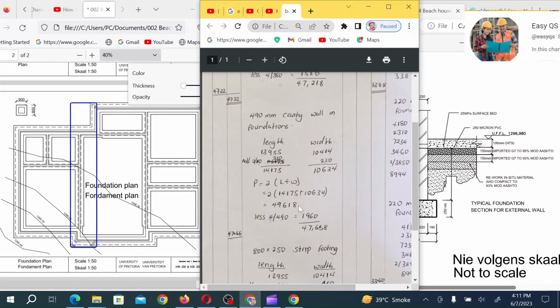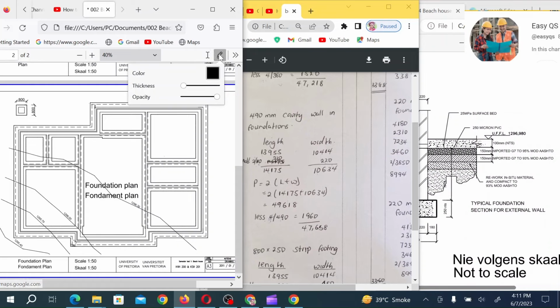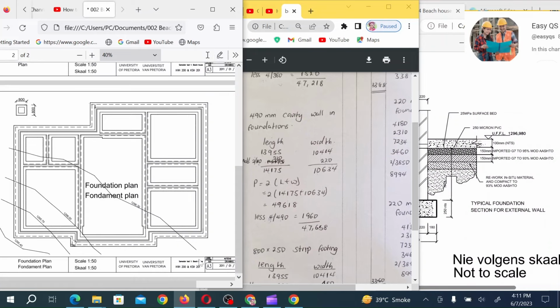Now we shall deduct number of corners, which is 7 minus 3. Why did we say 7? Remember, come back to the plan. External corners 1, 2, 3, 4, 5, 6, 7. We deduct number of internal corners 1, 2, 3. 7 minus 3, 4. Alright, that's why we have 4.